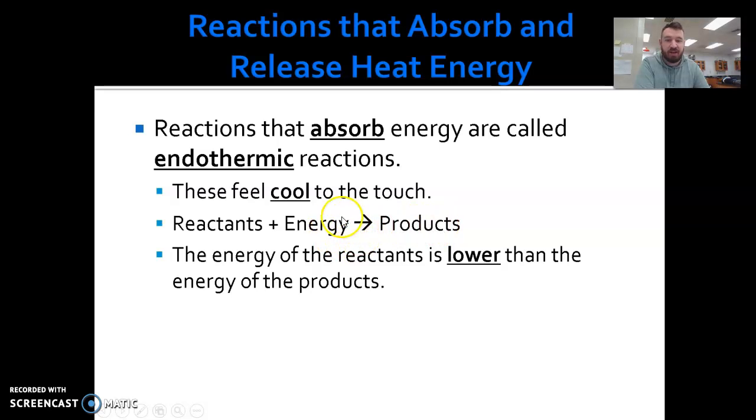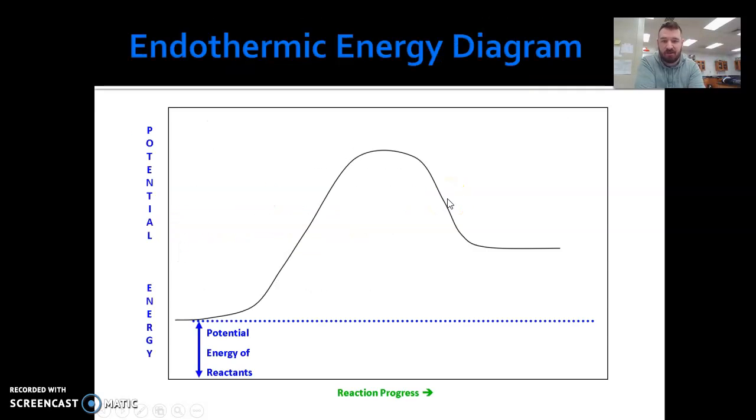So these reactions would not take place if we did not have this energy to get it started, right? And the energy of our reactants is lower than the energy of our products. I know, again, that sounds a little counterintuitive, but in order for us to get to our products, we need to add energy to our reactants. So that's why we say the reactants have lower energy than the products.